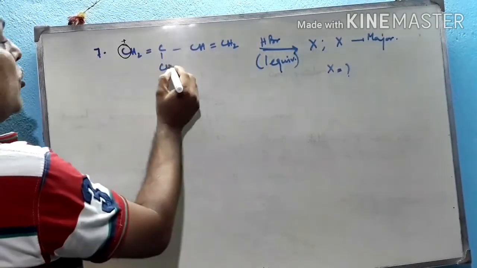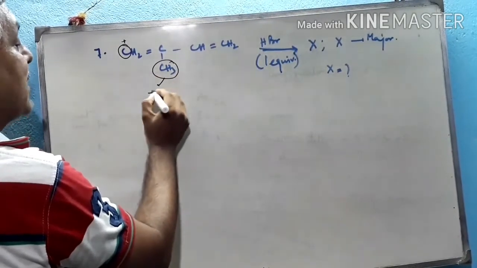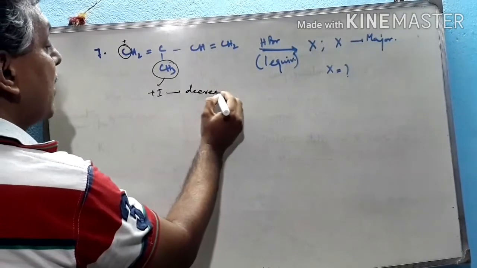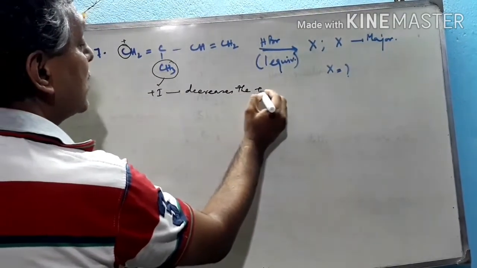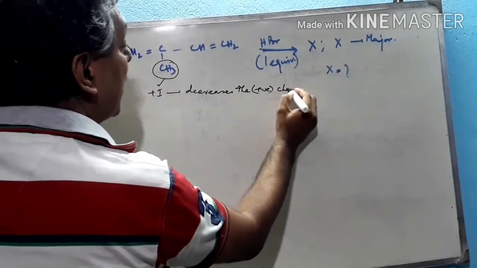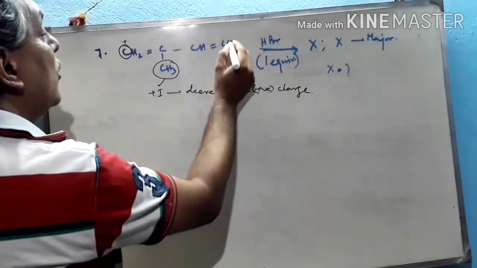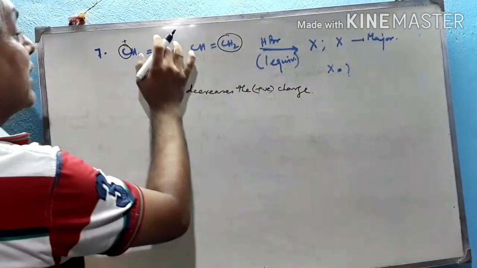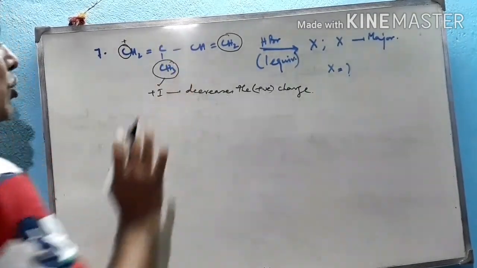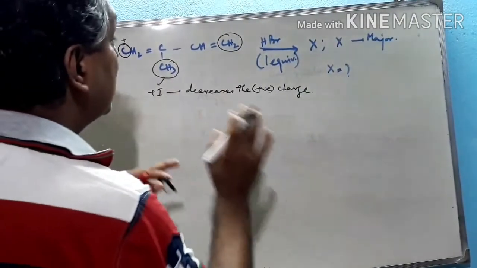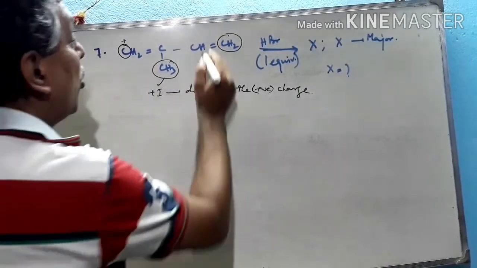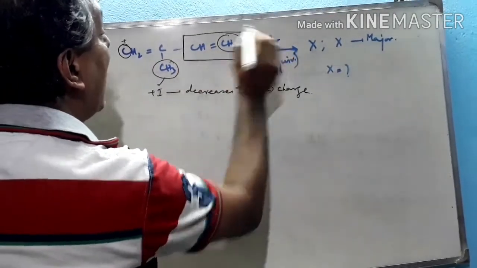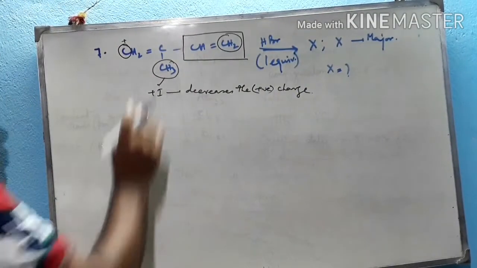Positive charge. So the CH3 group has a plus I effect. This decreases the positive charge over the carbon atom. But here no such attachment occurs. But on the third carbon this attachment occurs, and we know that the I effect decreases with the increase of the carbon chain. So this actually is the center where the addition of HBr takes place, not here.